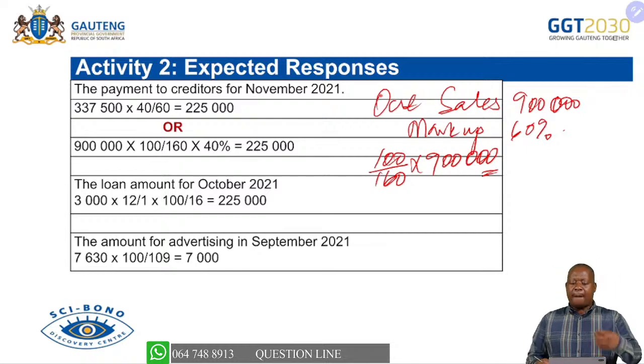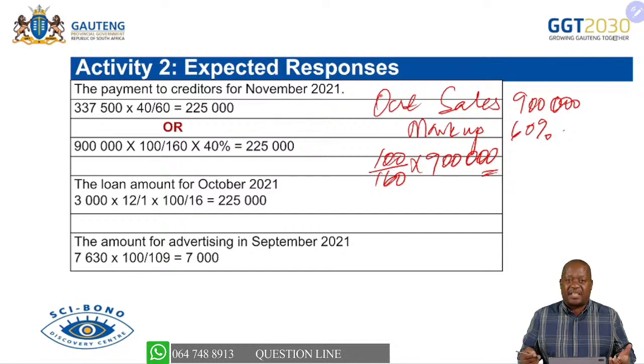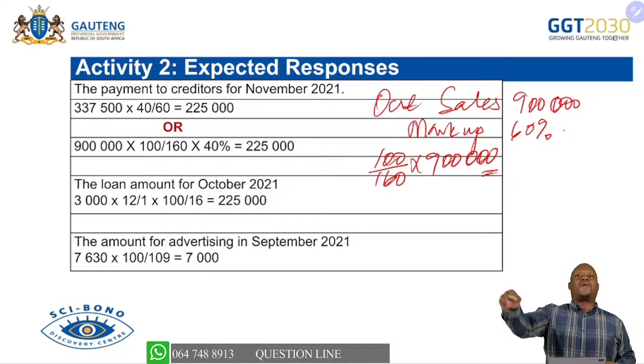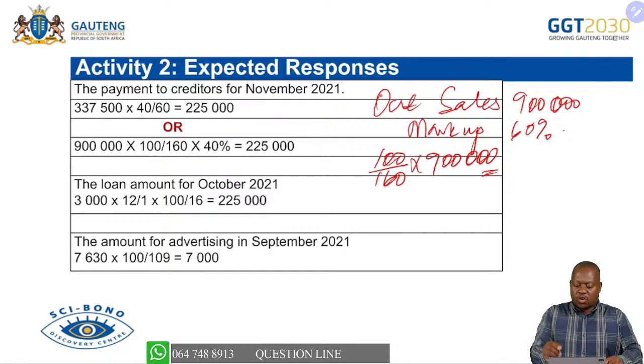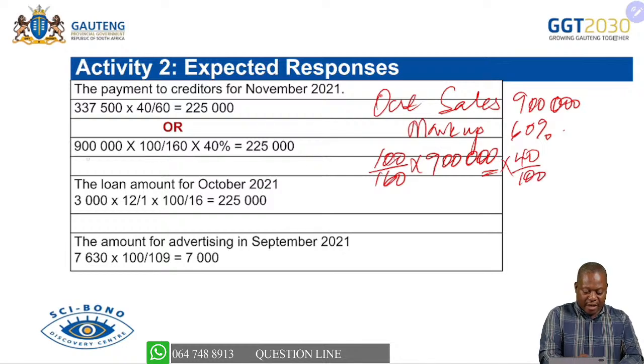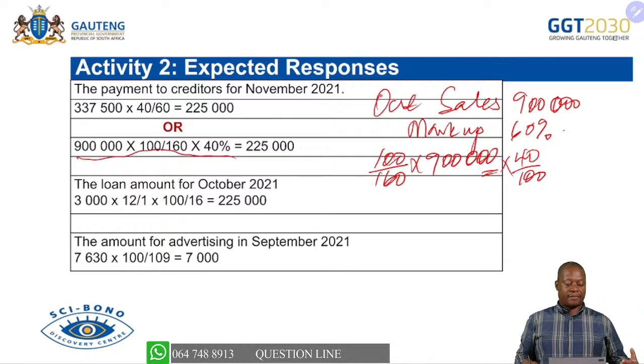But remember, payments to creditors is not made on purchases, but on credit purchases. What is it that they said about credit purchases? Now, they said here, credit purchases are 40% of the total purchases. So we can simply multiply there by 40% to find our credit purchases. So that's exactly what they did here, and that's how we got our 225.